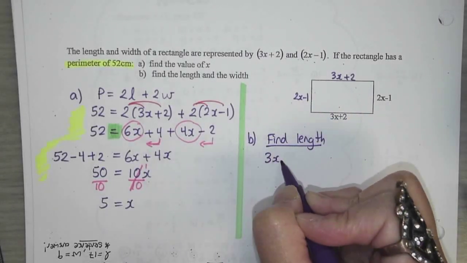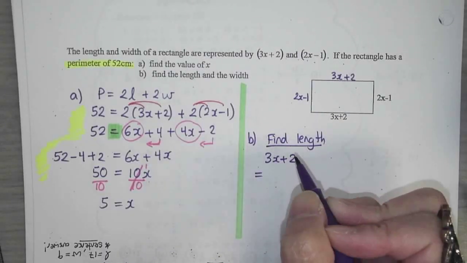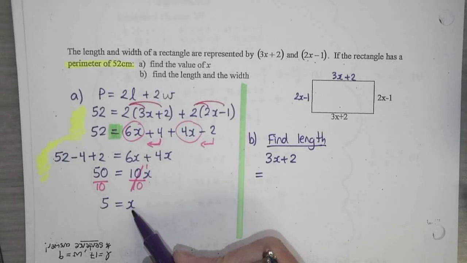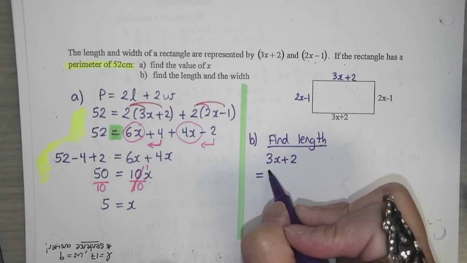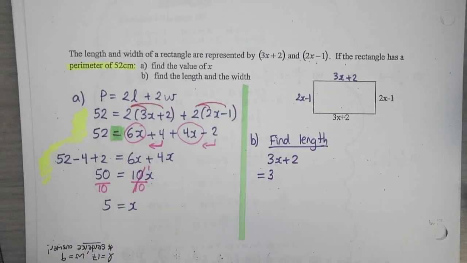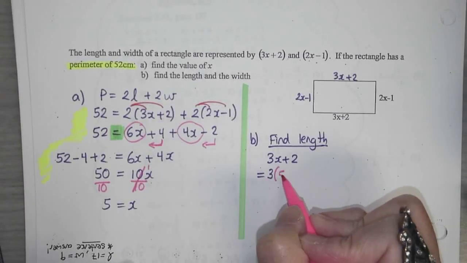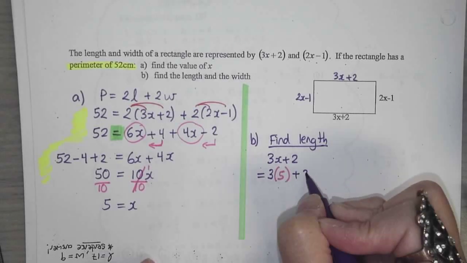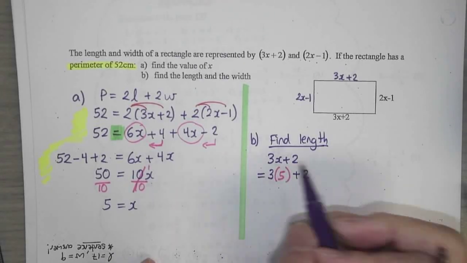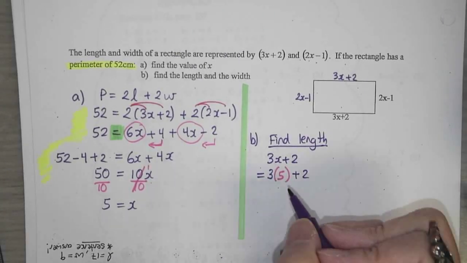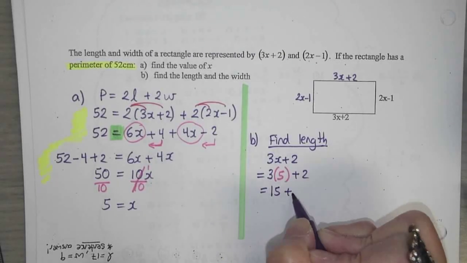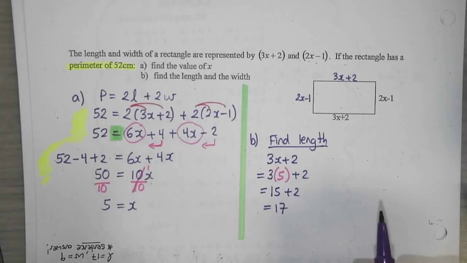So I'm going to go 3x plus 2 would equal, and I'm going to find the length, and I'm going to take this x value and sub it in. It's going to be 3, and see this x value here? That's 5. So 3 times 5, and then plus 2. We want to use brackets, not the times symbol, because the times symbol gets confused with x's too much. Order of operations says I do 3 times 5 first, so 15 plus 2, and that's 17.